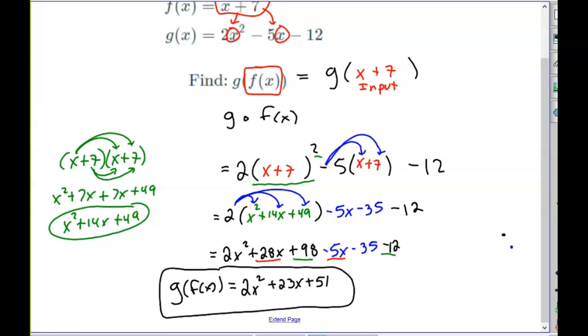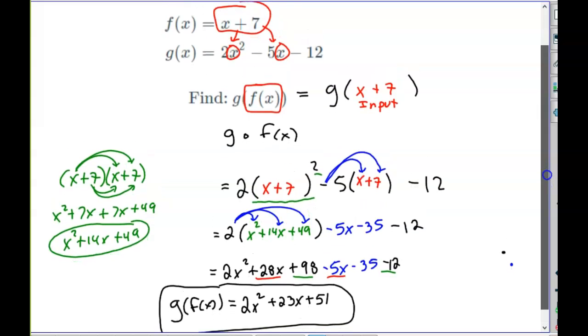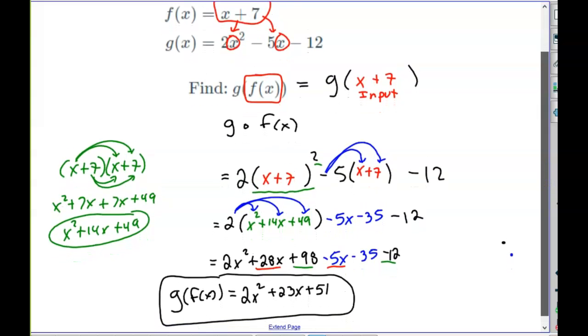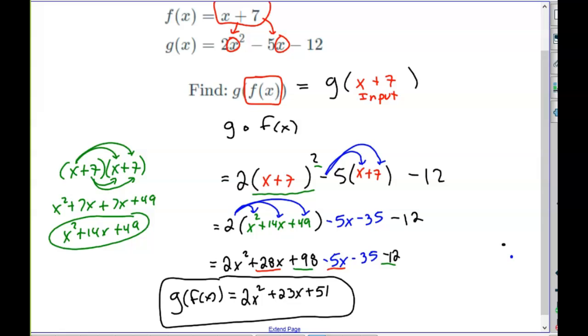So, I hope that you guys are a little more comfortable on this. When I checked the Delta Math assignment, there were more mistakes on the g of f of x, or when we're plugging in the function. So that's something you might want to go back and look at. All right, any questions on this whole process? Okay, good. So what are we doing today?